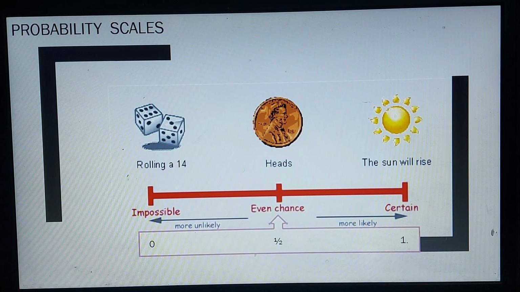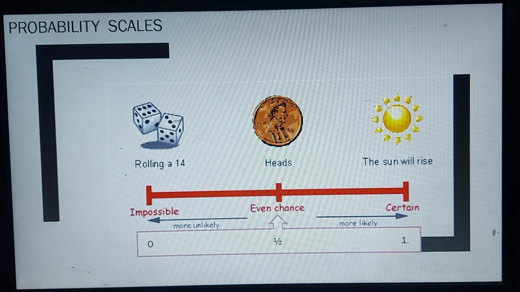A probability scale is a simple way of showing probabilities, and it goes from 0 to 1. 0 represents impossible and 1 represents certain. Now, if something has a 0 chance of happening, then we can say that it's impossible. And if something has a 100% chance of happening, then it is certain.